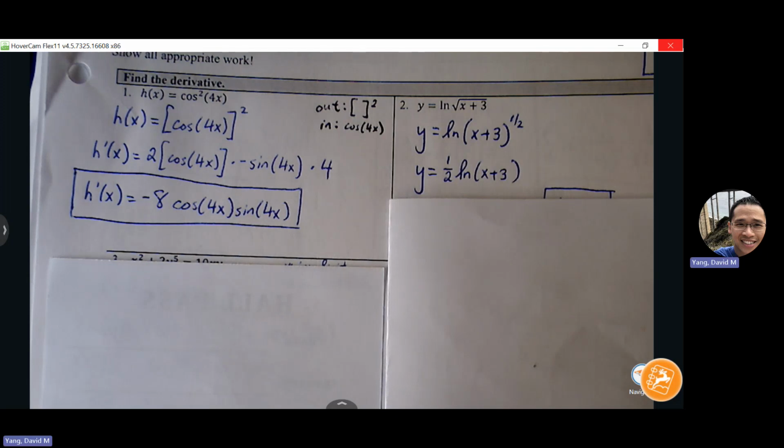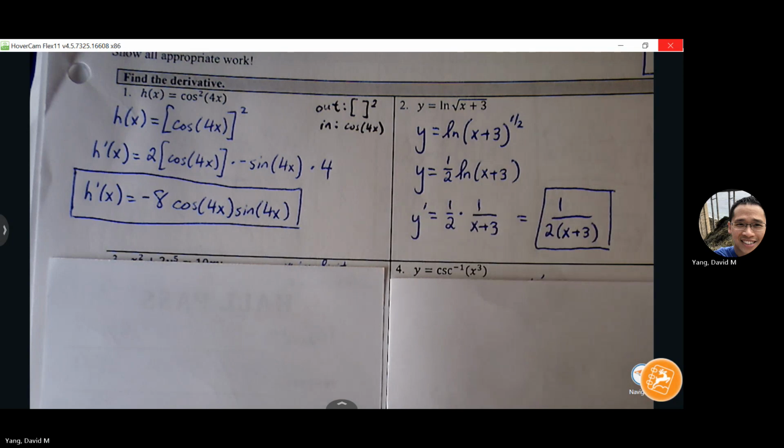I just want to highlight and remind you, anytime you can take advantage of log properties, it will make things easier for you on the derivative side of things. Okay, so u prime over u.